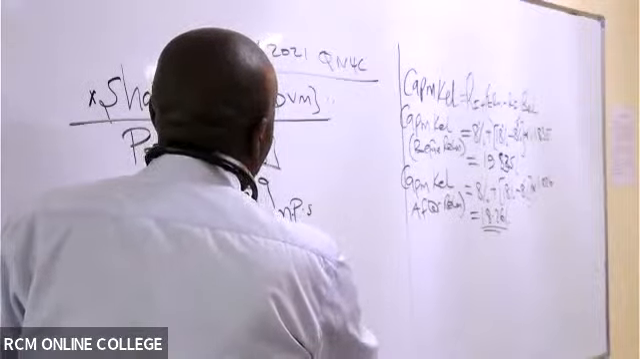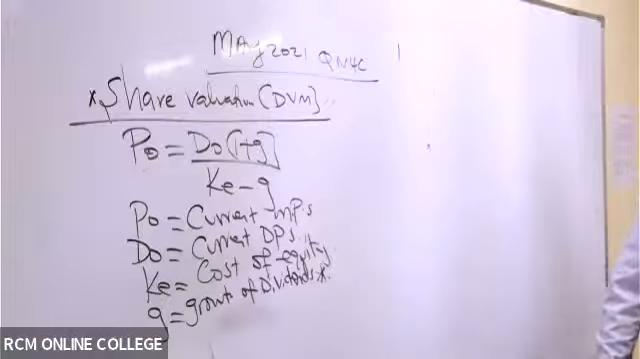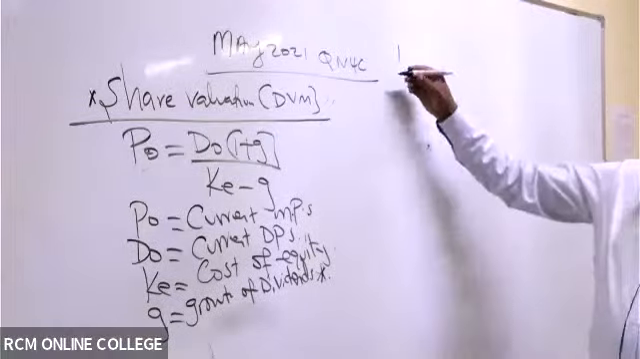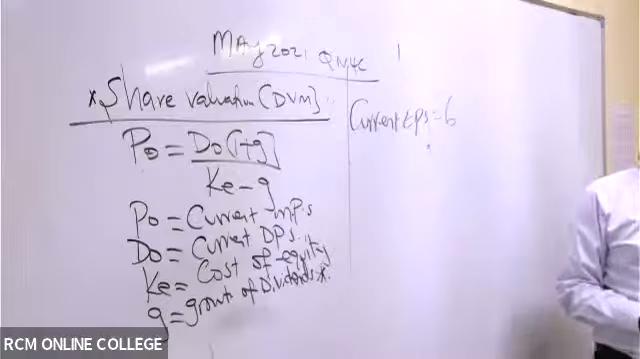Even this one, are you aware they have not given you D0? What they have done, they have given you the current EPS. So from this current EPS, is there somebody who can translate current EPS to current dividends per share? Because from the very top there, they told me the company's current EPS is what? 6. So the current EPS is 6. Then what do you think will be the current DPS?